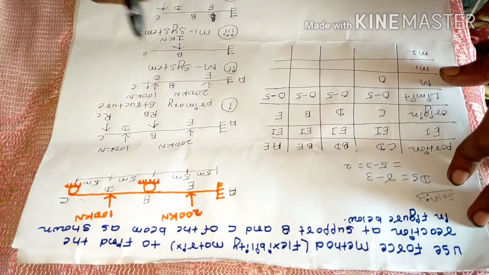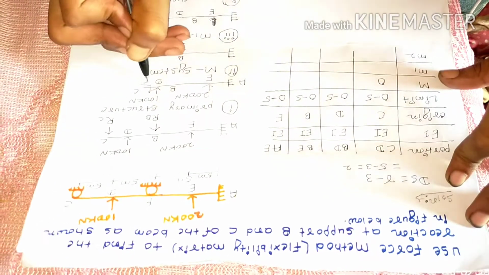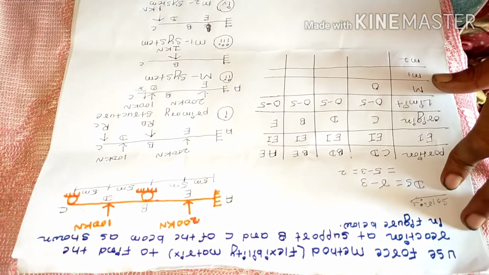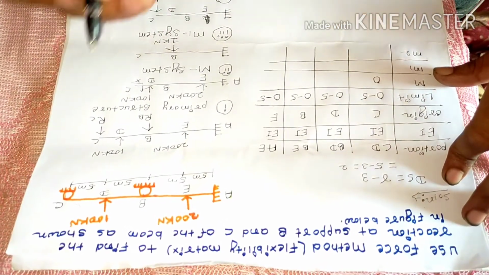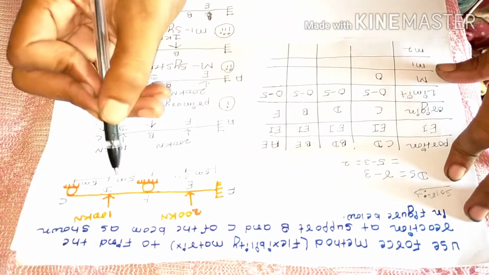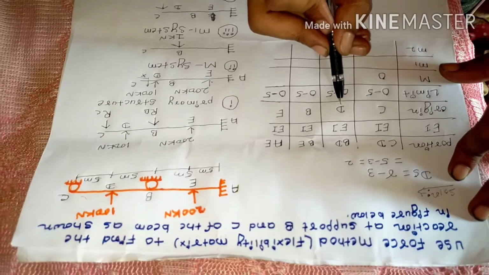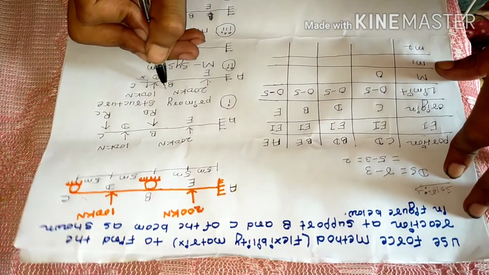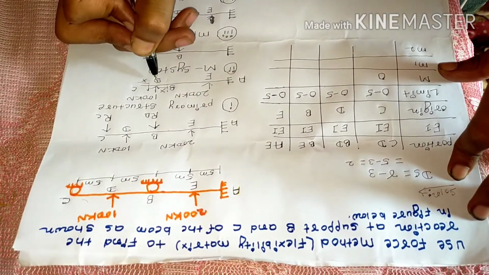In portion BD, first, let us assume a section at a distance of x from the origin C, and we can see in portion CD there is no external force acting, so bending moment is 0. Now let us move towards portion BD. In portion BD, D is taken as origin. Now in portion BD, let us take a section at a distance of x from the origin D.